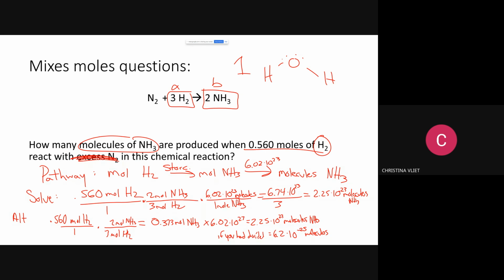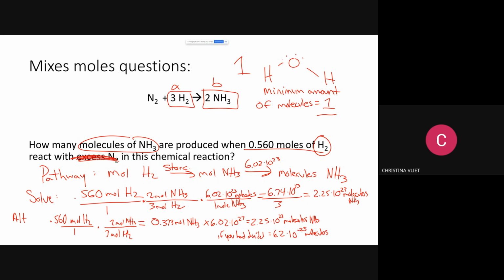Maybe instead of dividing, try multiplying. Just as a clue. So if you got that as an answer for an amount of molecules on the last quiz and left it like that, it's wrong. Nobel Prize right now in your mailbox. You cannot have less than 1.